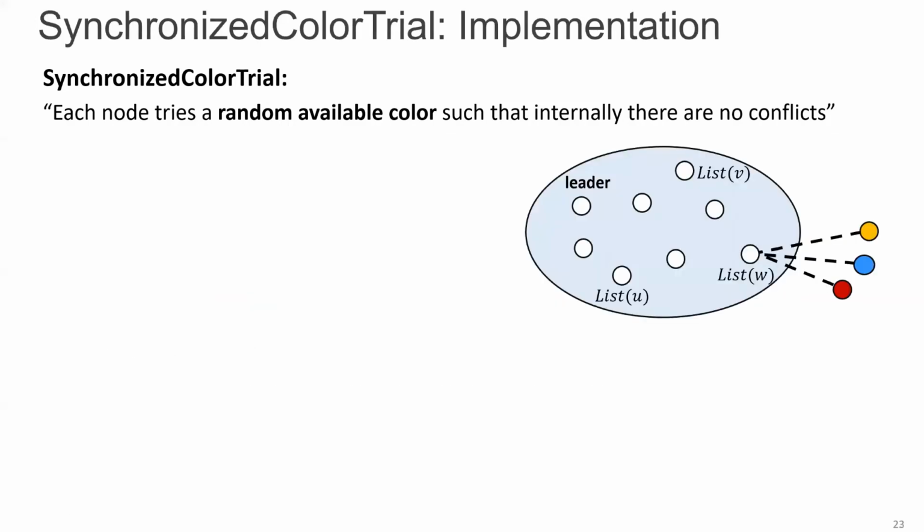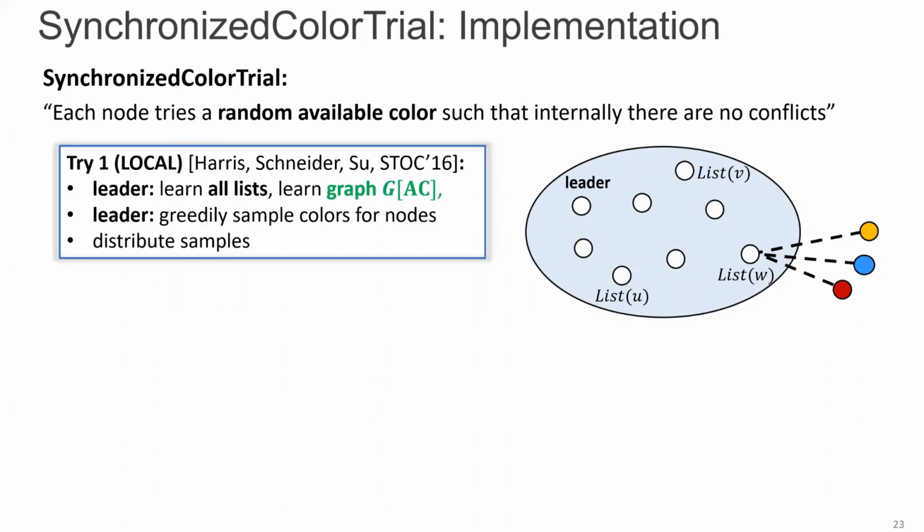So let me tell you a bit of how we implement this synchronized color trial so that there are no conflicts. What was done before by Harris, Schneider, and Su is the following process in LOCAL, with a slightly different clique decomposition, but very similar. You just have a leader in each almost clique. And these almost cliques have very small diameters. I usually think of diameter 2. Then this leader learns all the lists of all the vertices in the clique, and learns the whole communication graph, the graph structure induced by such an almost clique.